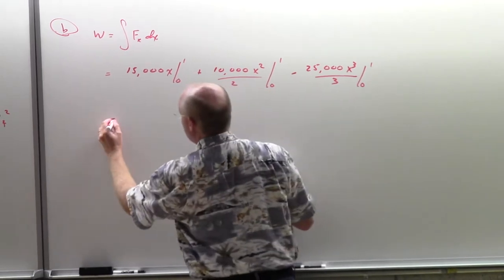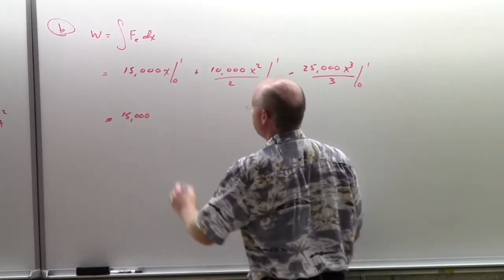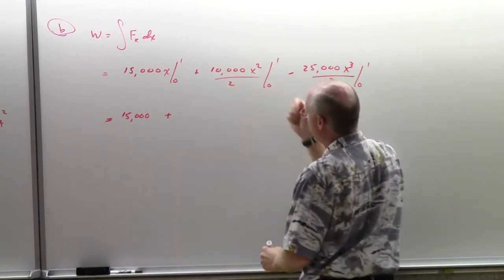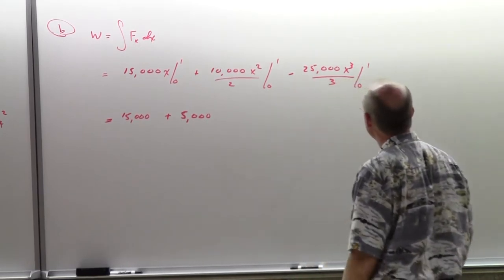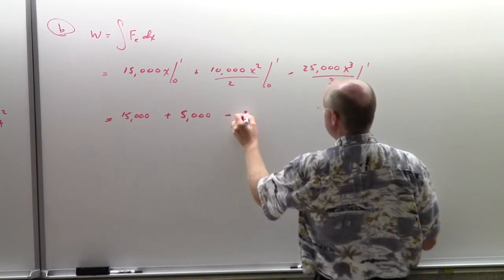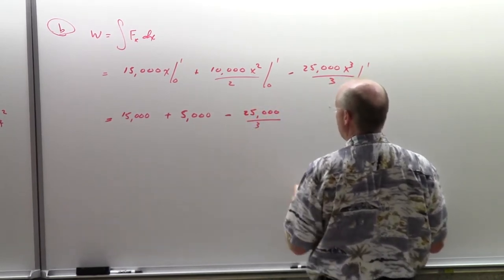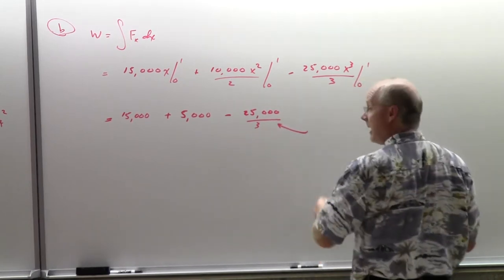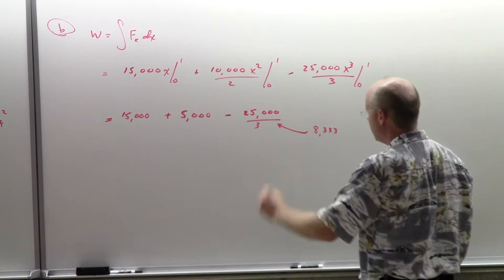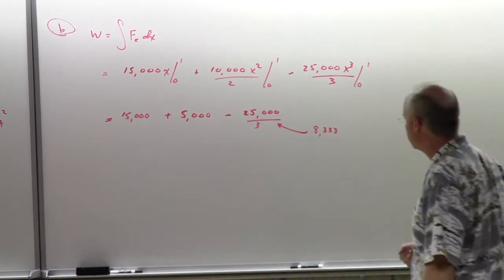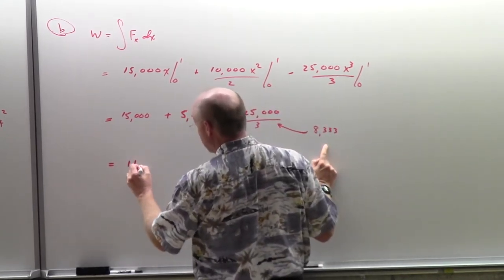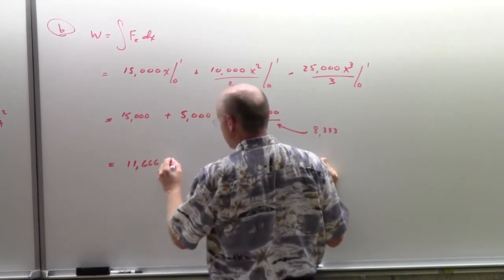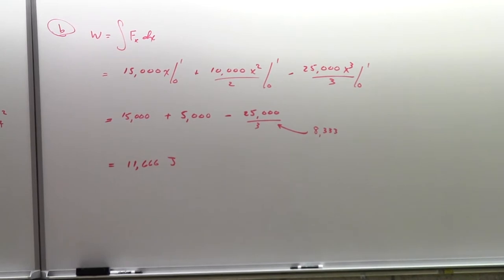And again, being 1 is kind of nice. This is a 15,000. This would be what, 10,000 divided by 2, so that's 5,000. This is 25,000 divided by 3. Is that 8 and a third? Okay. And so that's what I'm subtracting off. So I'm taking 20 and subtracting off 8 and a third. So I think I'm at 11,666. Anybody else do the math? Yeah? All right. So if I put in all my numbers, that's what I get for the work.